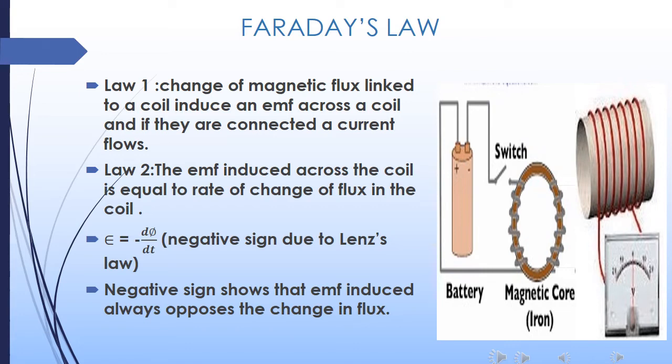EMF induced is equal to negative of d phi by dt, which is the rate of change of flux. But we see that the direction of this EMF is opposite to the change of flux, so we put a negative sign. This is the second law of Faraday's, which states that the EMF induced across the coil is equal to the rate of change of flux in the coil. The negative sign shows that EMF induced always opposes the change in flux. This we will study in the next lecture, which is Lenz's law.